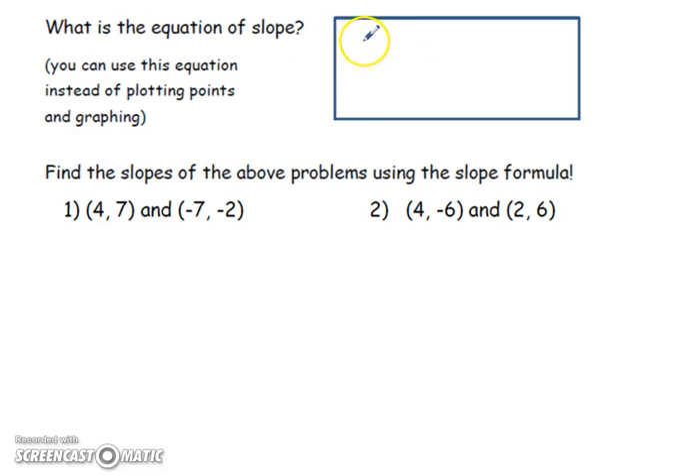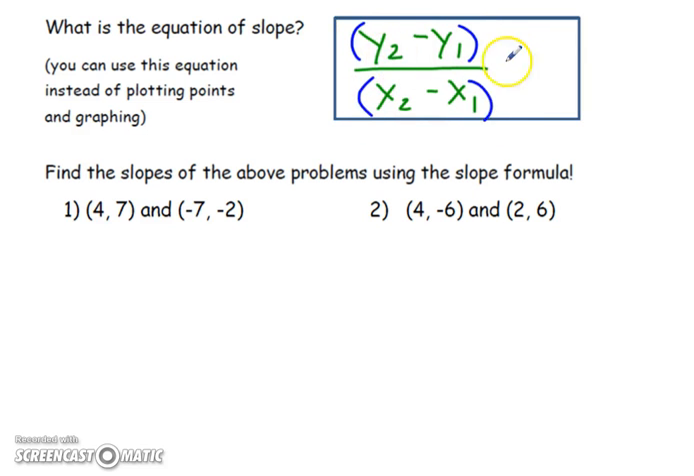So the equation for finding slope again is y2 minus y1 divided by x2 minus x1. And I just want to remind you that you have to solve the numerator and the denominator before you do the division. So here we want to use the slope formula in finding them. Now this problem here was the exact same one as we did before. So let's try this one here.